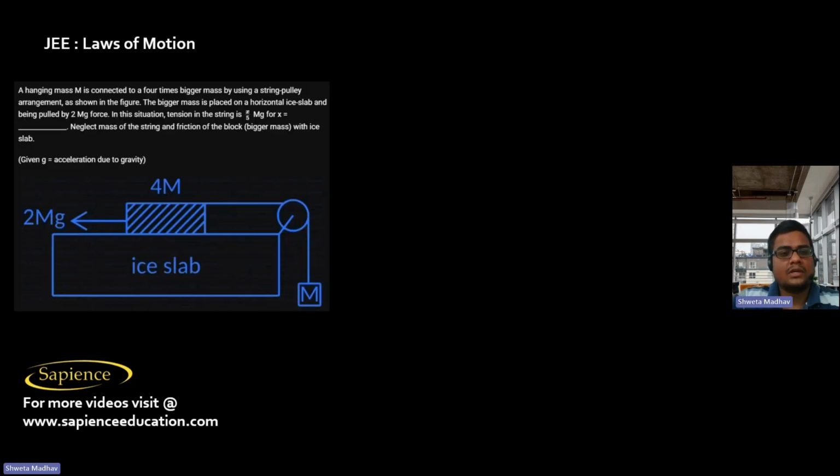Then here it is told a hanging mass m is connected to a 4 times bigger mass by using a string pulley arrangement as shown in the figure. The bigger mass is placed on a horizontal ice slab and is being pulled by a 2 mg force. In this situation, the tension in the string is equal to x by 5 mg, for x equal to how much?